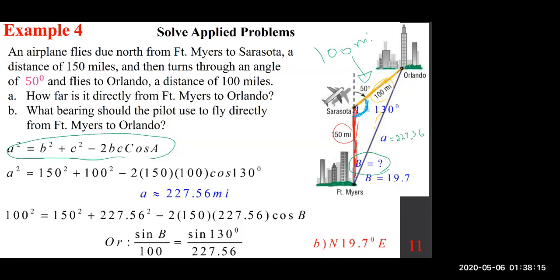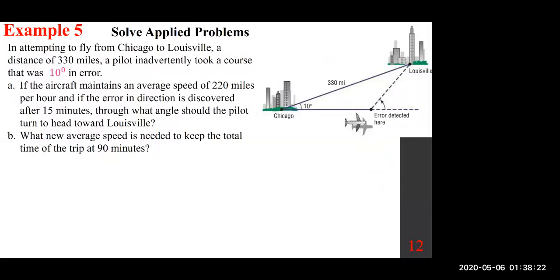So here's the next example. Okay. Let me close the door. There's too much noise here. Could somebody read the question, please?